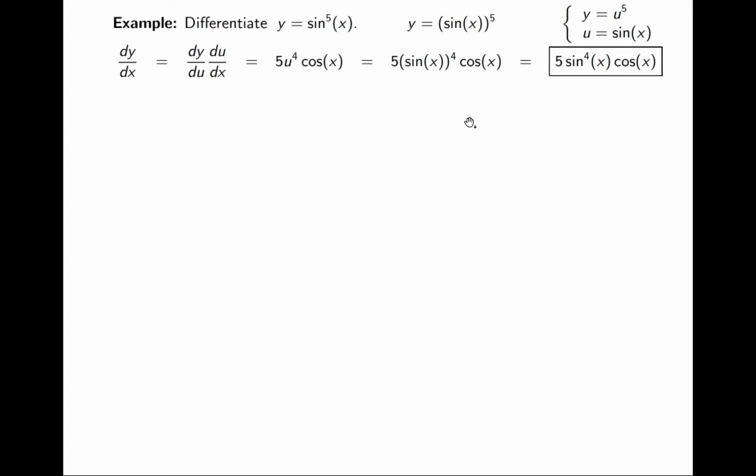What happened in this example is a pattern that's going to happen over and over and over again, and it deserves a special mention. What we've done here in this example, and also on the example in the previous page, is we've found the derivative of a function raised to a power.